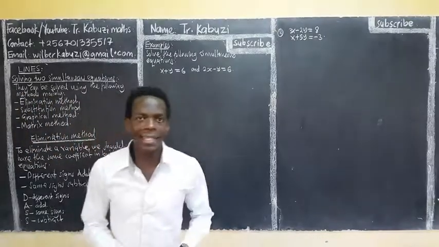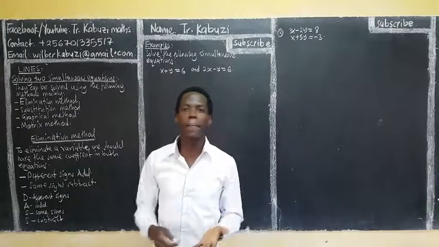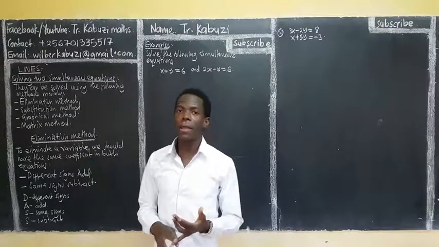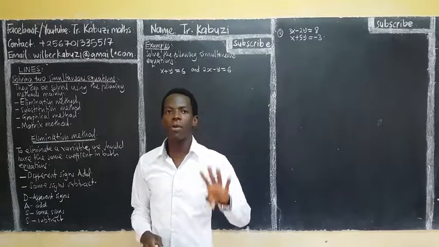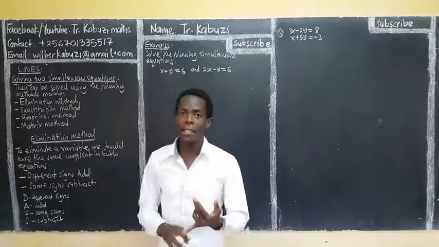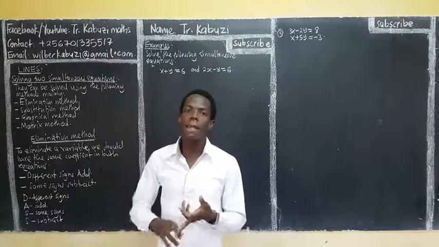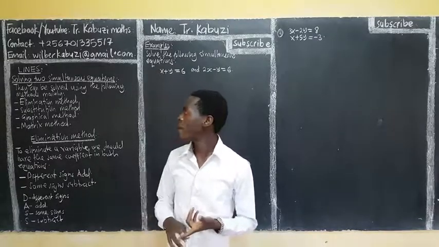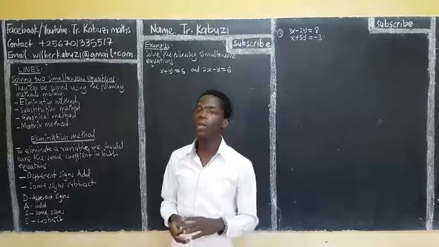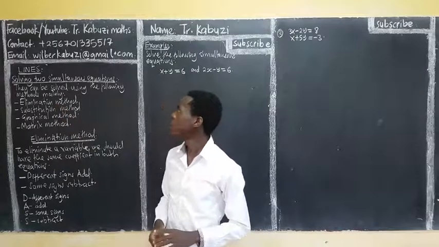Okay, now members, let us see how we solve two simultaneous equations. We have seen how to solve them. We can solve them in many ways, but here we are going to majorly focus on 4 ways. The first is the elimination method, the substitution method, the matrix method, then the graphical method. The rest you can do in your free time. So these are the methods you can use to solve two simultaneous equations.